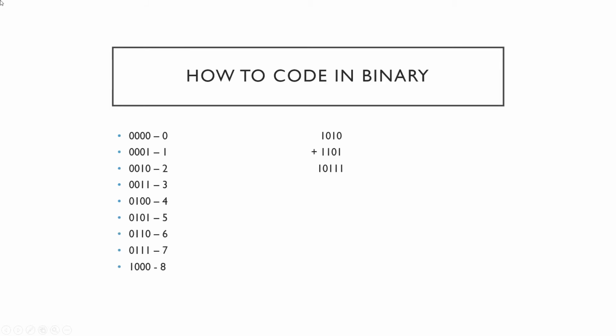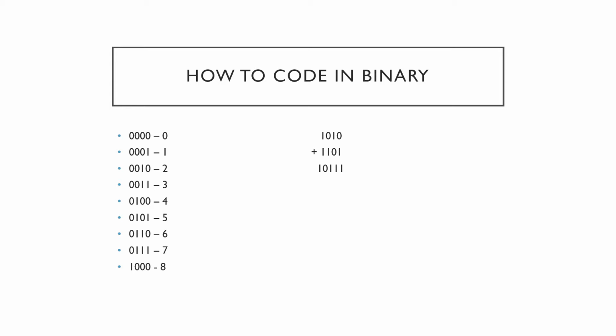Now, how to code in binary. Here you can see numbers being coded in binary. As you see, there's a repeating pattern that is easy to understand. If you need some time to figure out the pattern, just pause the video. I won't tell you how it works. It's simple. Figure it out on your own. It's really not that hard.